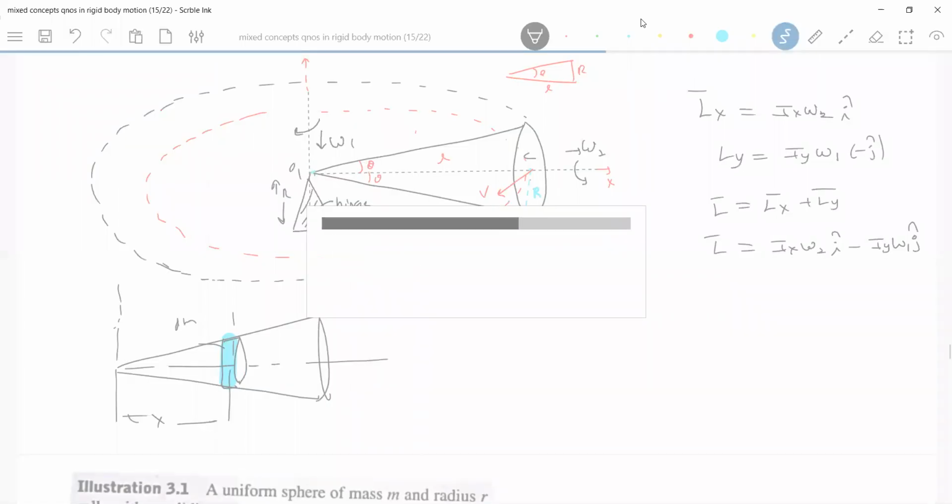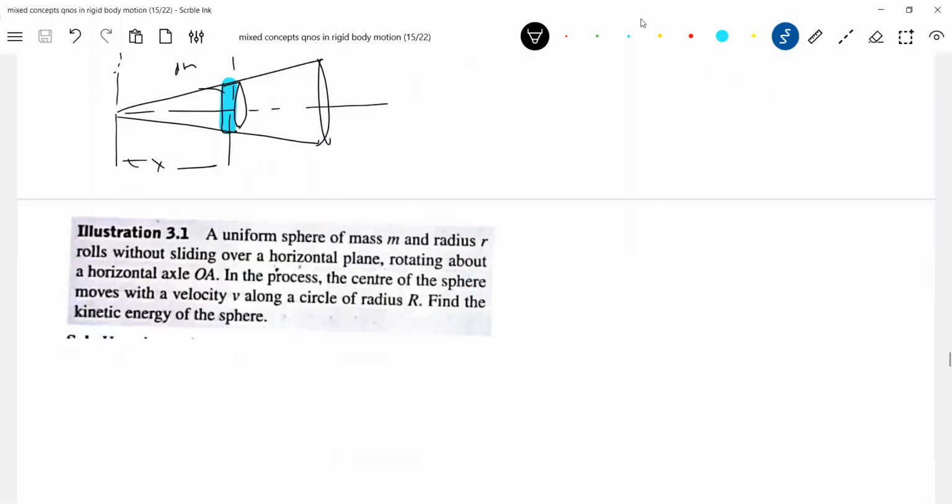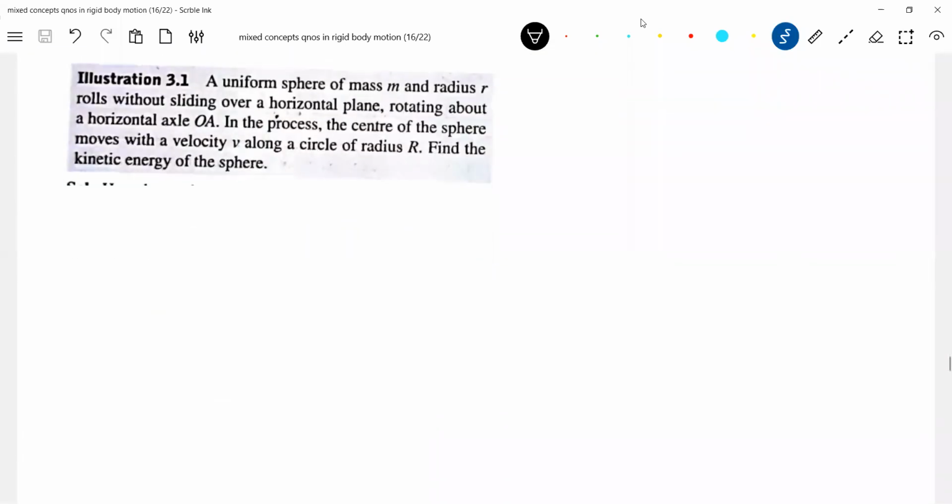Okay, now one more two-dimensional plane motion. A uniform sphere of mass m and radius r rolls without sliding over a horizontal plane, rotating about horizontal axis OA. In the process, the center of the sphere moves with velocity v along a circle of radius R. Find the kinetic energy of the sphere. The diagram is intentionally not given; students are supposed to assume the diagram.